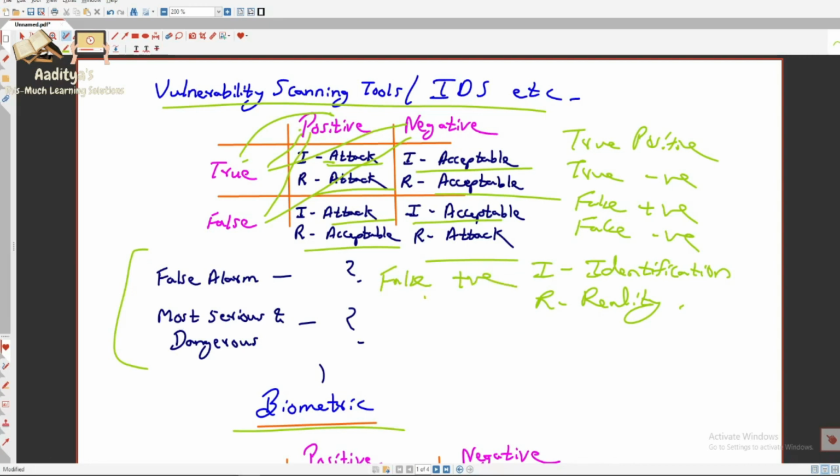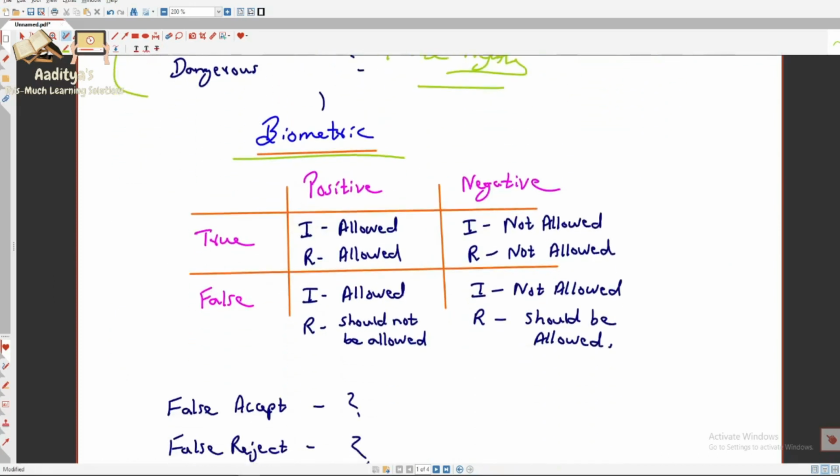And what is most serious and most dangerous? False negative. Where the tool or the IDS is identifying it as acceptable, but in reality it's an attack. All right, so obviously this will be most dangerous. Right, now this is the case of vulnerability scanning tools or IDS.